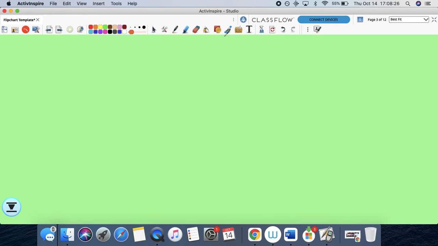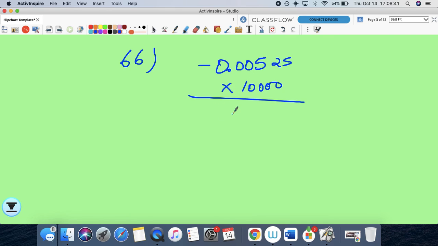Where am I now? 66, I think. So it's a negative times a positive, which is going to be a negative. So it's negative 0.00525 times 10,000 this time. So the decimal is going to move over 4 spaces to the right. And again, you're welcome to do that whole multiplication thing or just move the decimal to the right. So it's a negative number. Let me write this again, and let's move the decimal 4 spaces to the right. 1, 2, 3, 4. So it's going to be negative 52.5.